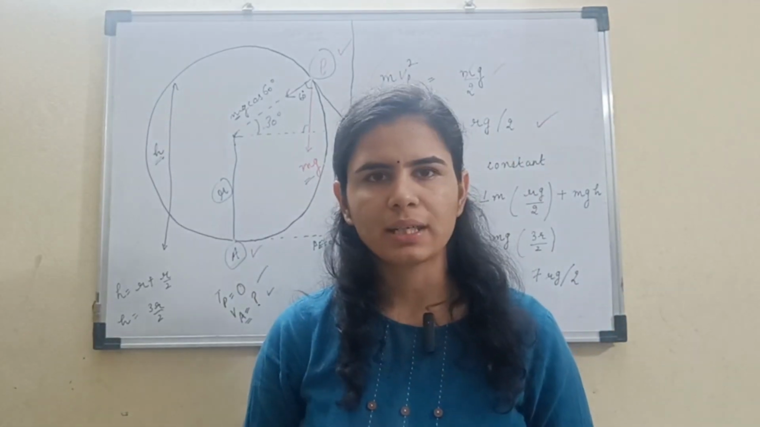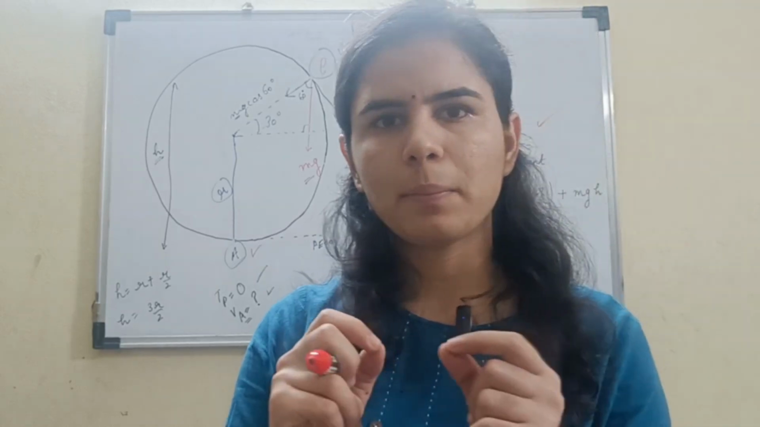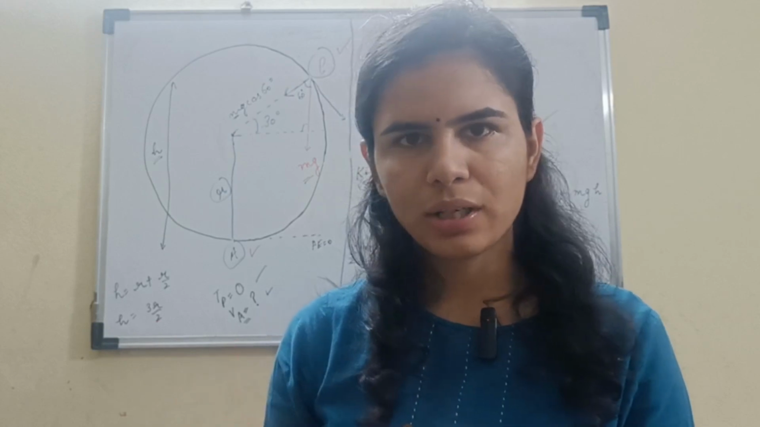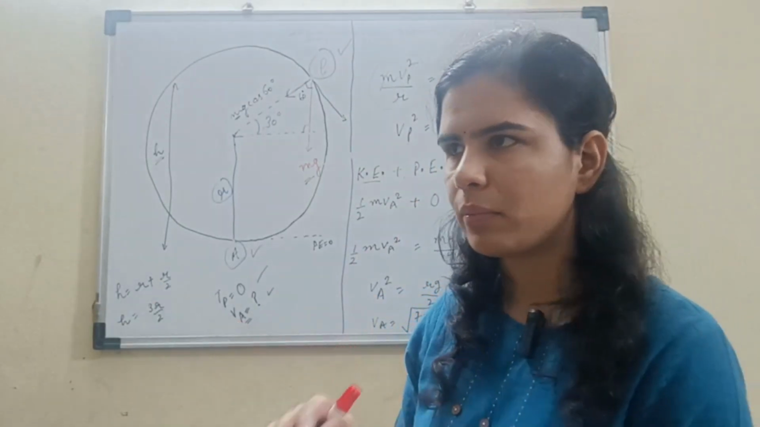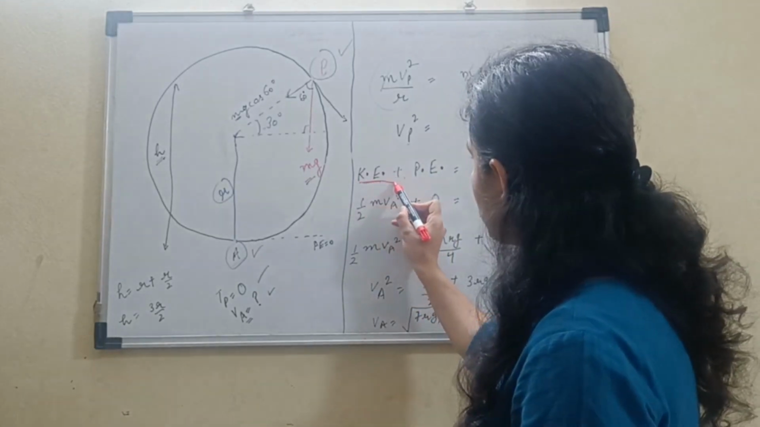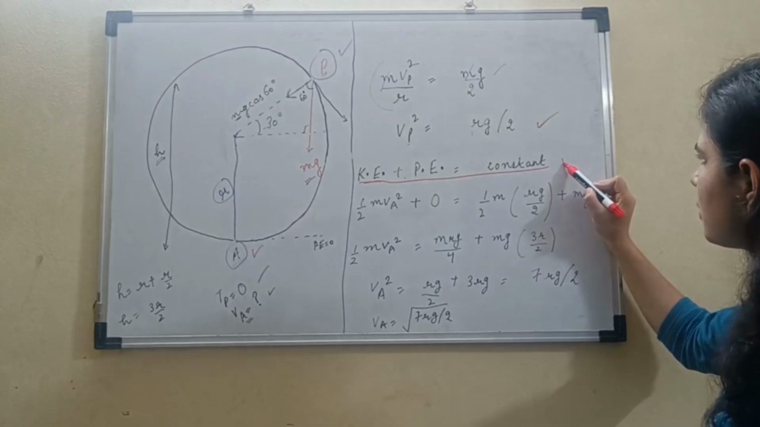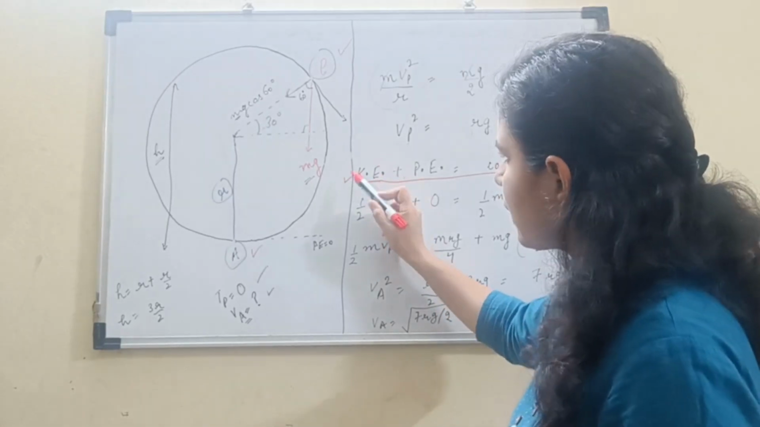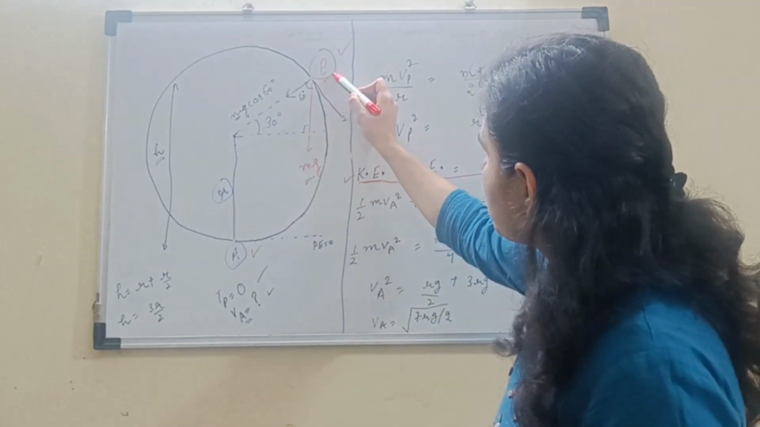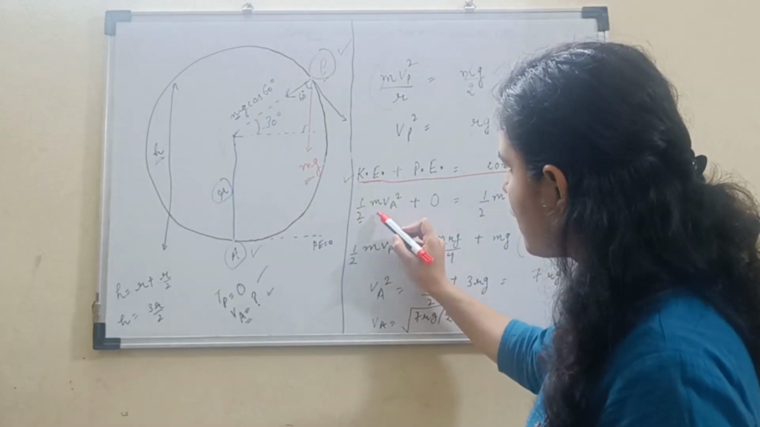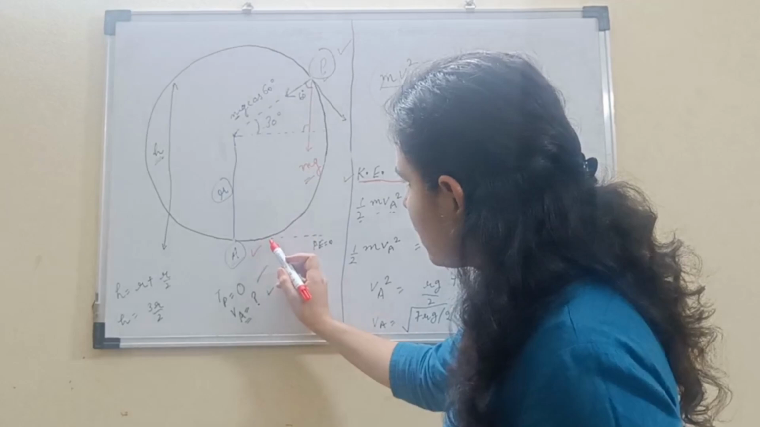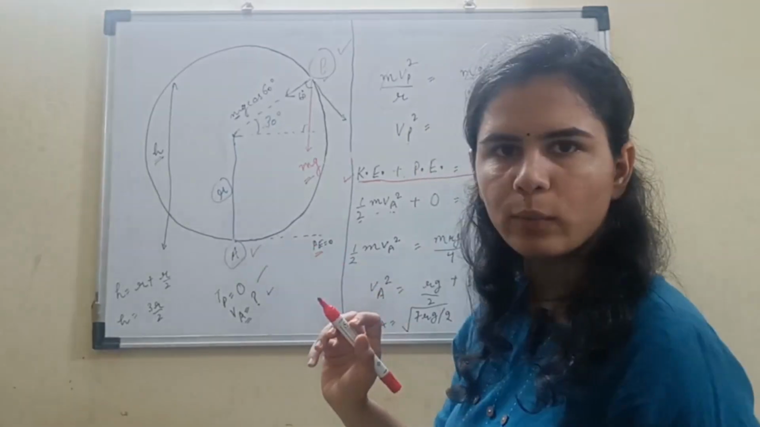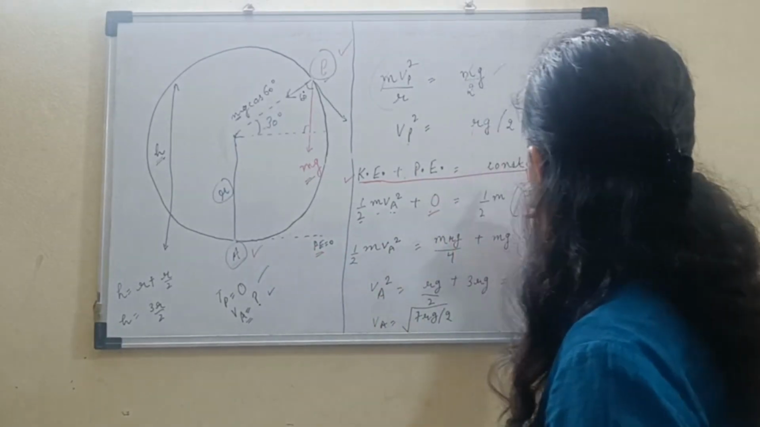The principle of conservation of mechanical energy says that the sum of initial kinetic energy plus potential energy will be equal to the sum of kinetic energy plus potential energy at the final point. At all the points, the sum of kinetic energy and potential energy will be constant. So let's put in the values. Kinetic energy at point A will be half m vA square. At this point, let's consider this level to be the reference, so the potential energy is 0.